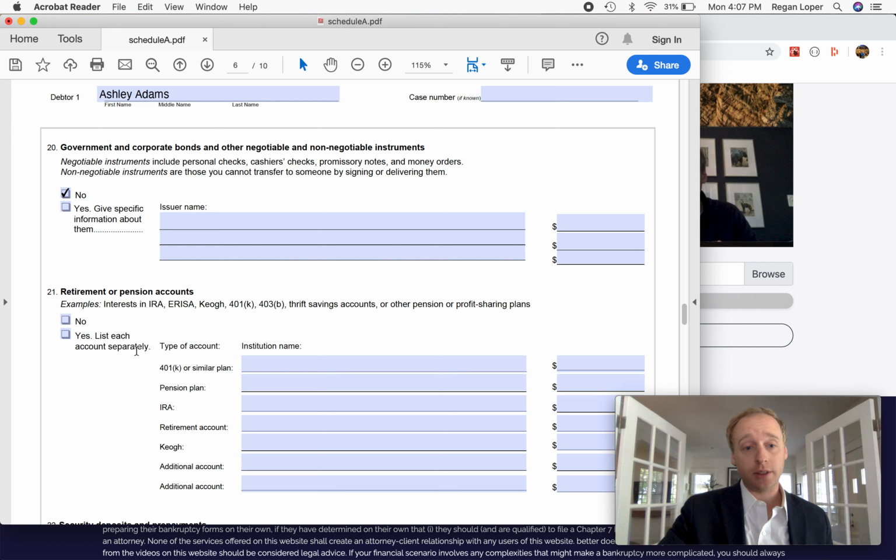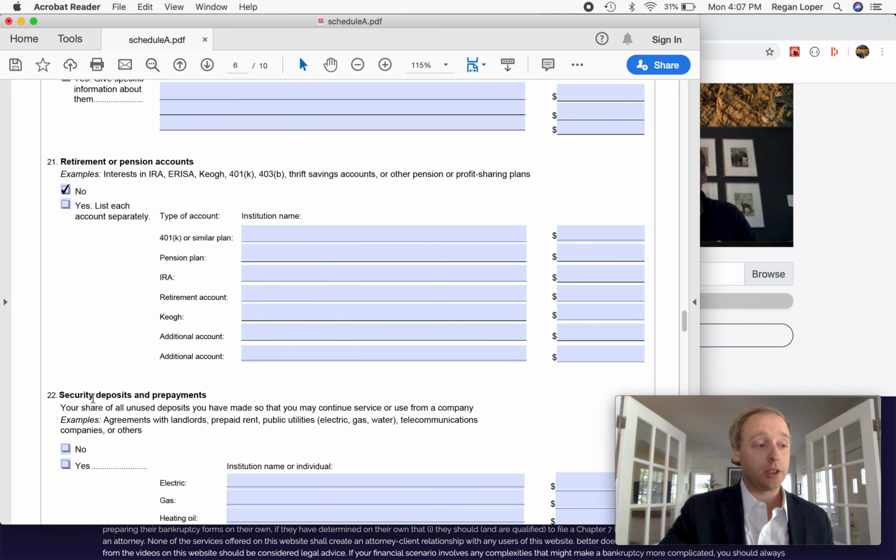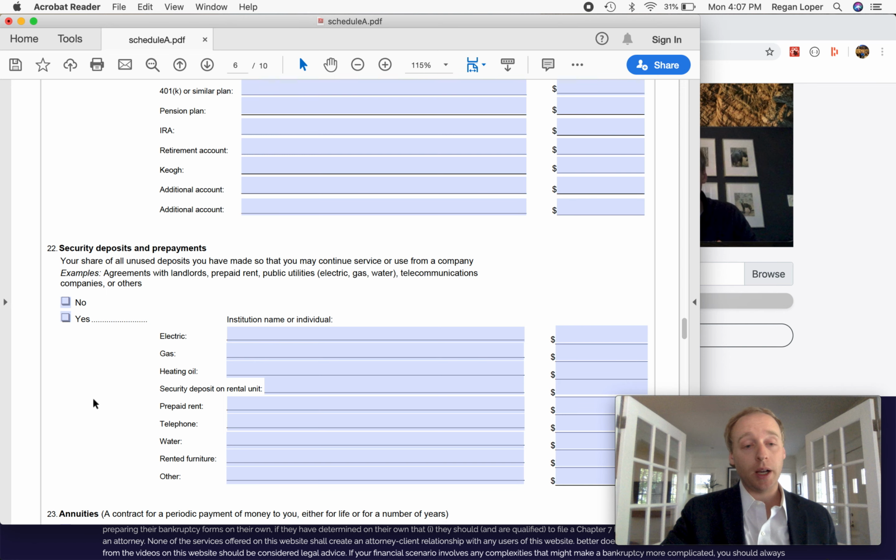Retirement or pension accounts. It asks you to explain what those are. Ashley, again, did not have any retirement or pension accounts. Security deposits and prepayments. Most relevant to most people would be a security deposit with their landlord, and that's listed right here, agreements with landlords. Ashley did not rent any property, as we saw earlier, and so she selected no here.